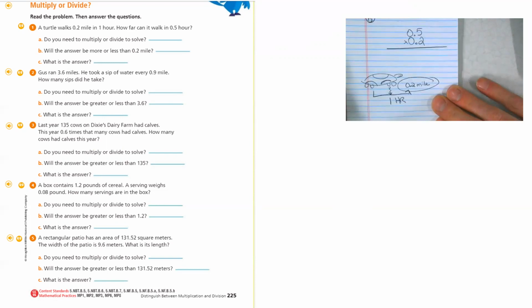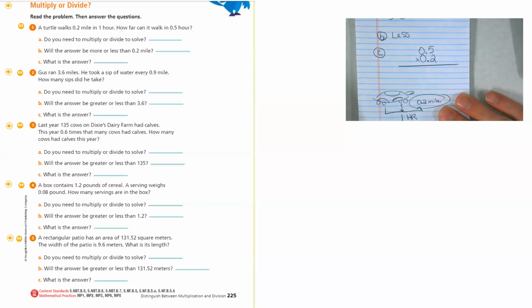And to be clear, will it go further or less than 0.2 miles? Well, if he's only going half of an hour, it's going to go half of 2/10. So therefore, that answer is less. And then C, what is the answer? Well, here we go.